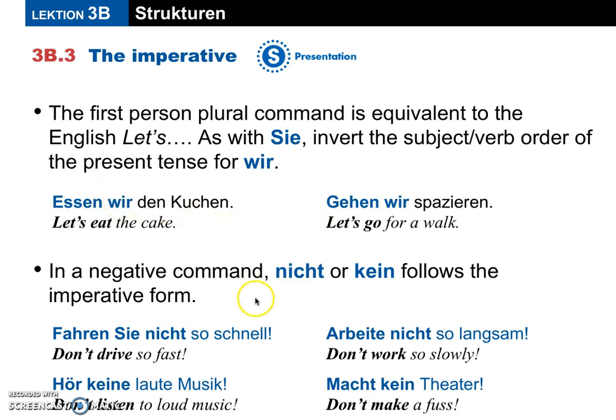In a negative command, nicht or kein follows the imperative form. Fahren Sie nicht so schnell. Arbeite nicht so langsam. Hör keine laute Musik and macht kein Theater.